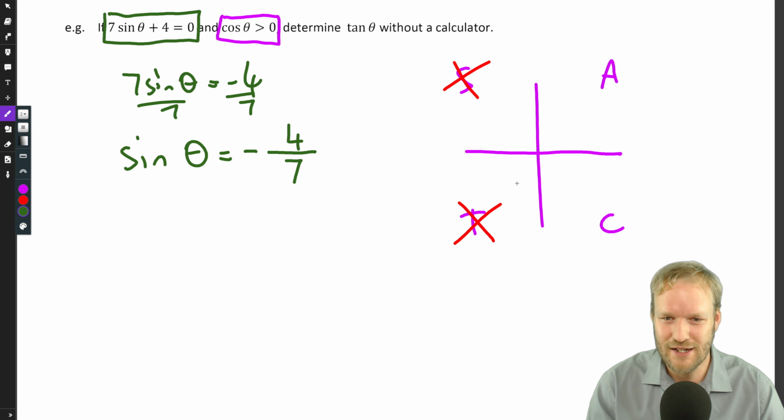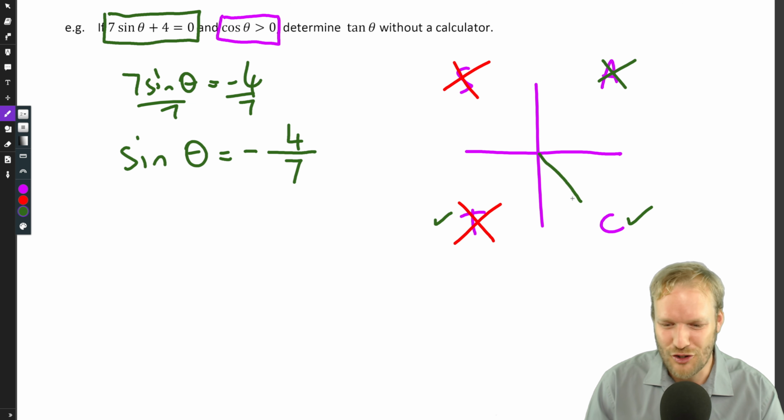What that's sneakily done is told us that sine is negative. Well, if sine is negative, then we can get rid of that one over there. And we must therefore be in the bottom quadrant, because sine is negative is also down here, but we already crossed that one out. So let's draw ourselves our point down here.